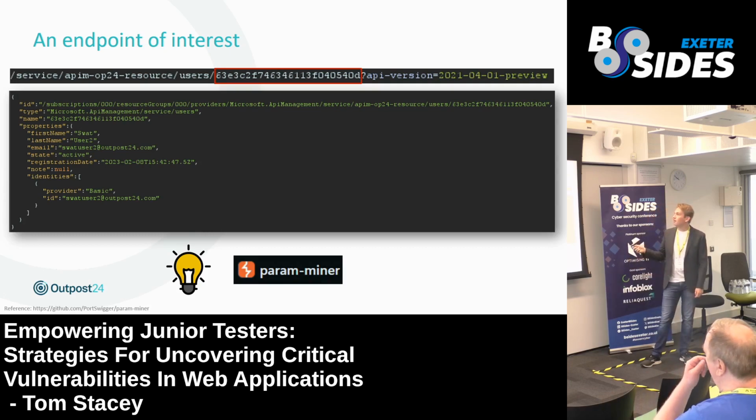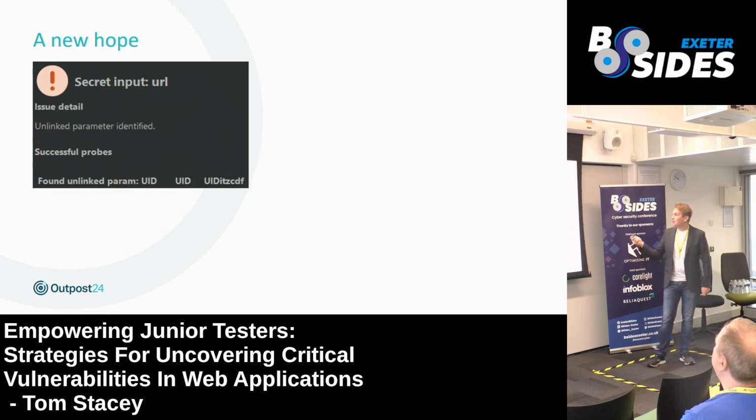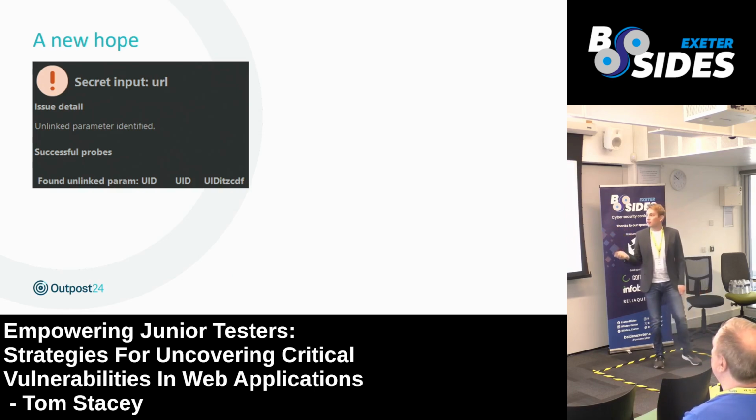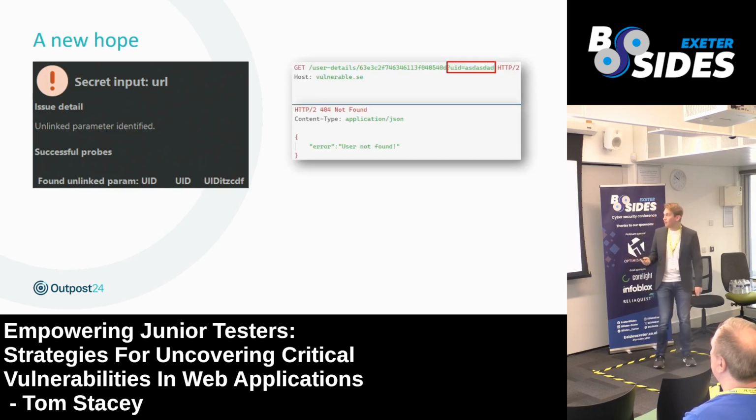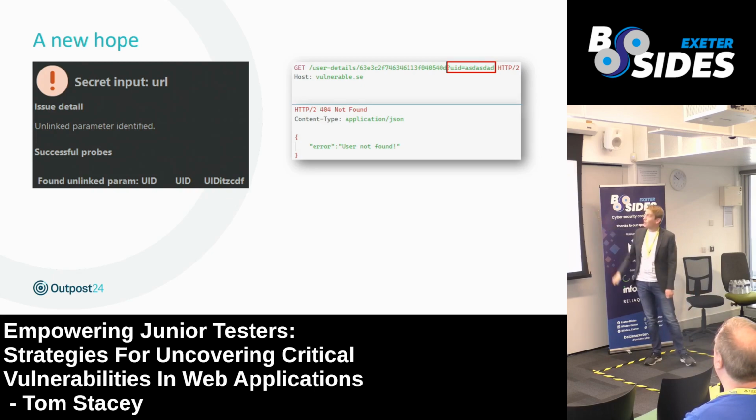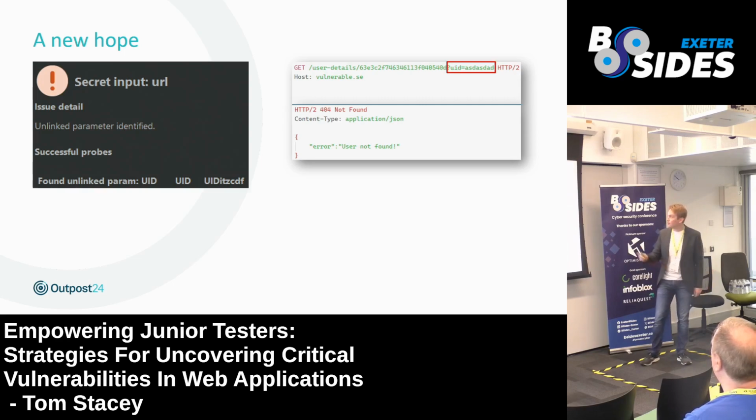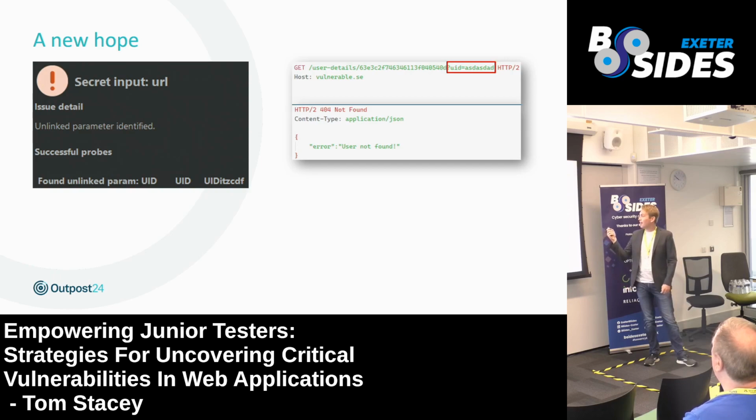And that's exactly what happened. A new hope. A secret input in the URL called UID, which immediately sounded kind of spicy. So, Param Miner was basically adding a second UID to the query component of the request, and then adding some garbage data. And the application responded with some interesting things. First of all, the 404 error, when normally it would just be your profile details, and an error that specified user not found.